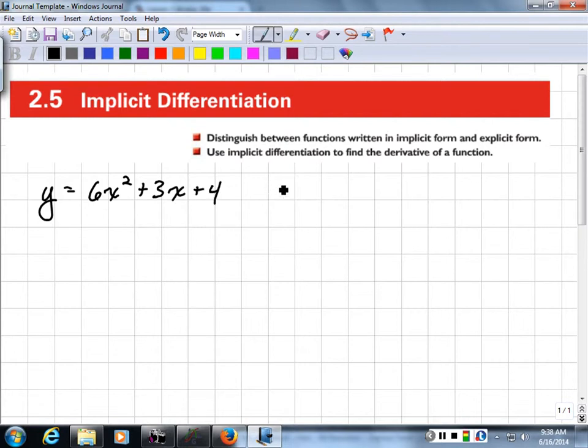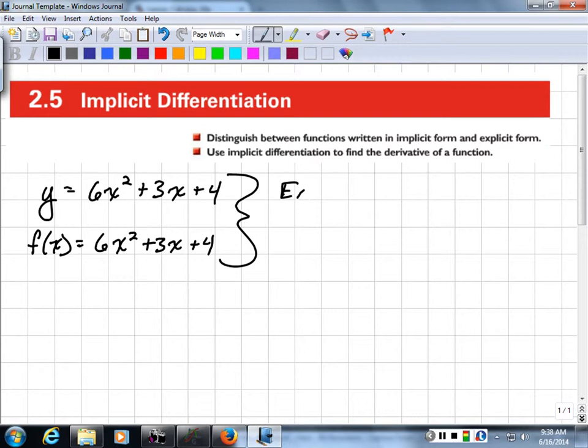This right here is an example of an explicit function. Y is here, x is over here. This is a function of x. Okay? This is an explicit function. I can rewrite this as f of x is equal to 6x squared plus 3x plus 4. This is what we define as explicit.